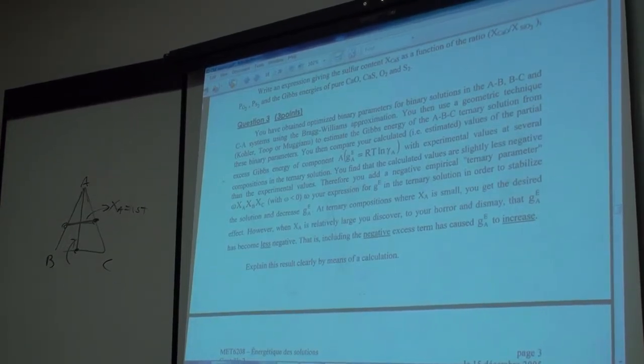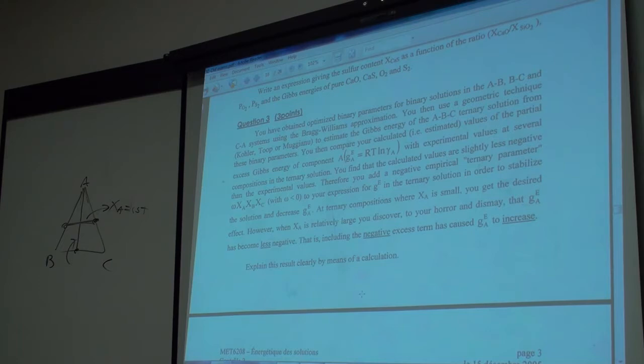Okay, you have obtained optimized binary parameters for binary solutions in the ABC system using the Quasi-Chemical approximation. You then use a geometric technique to estimate the Gibbs energies in the ternary solutions. Then you compare your calculated values for the partial excess Gibbs energy of component A with experimental data at several compositions in the ternary system. You find that the calculated values are slightly less negative than the experimental ones.